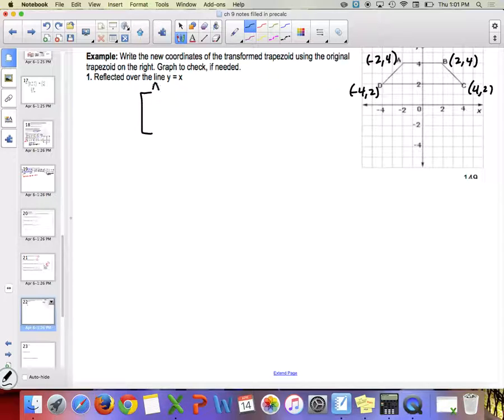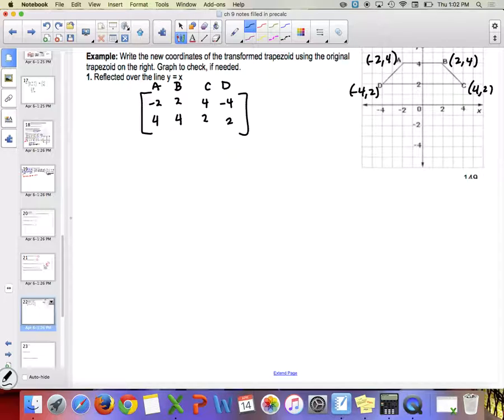So I'm going to write those in order, A, B, C, D. So I'm going to have negative 2, 4. I'm going to have 2, 4. 4, 2, negative 4, 2. I just typically will put them in alphabetical order.